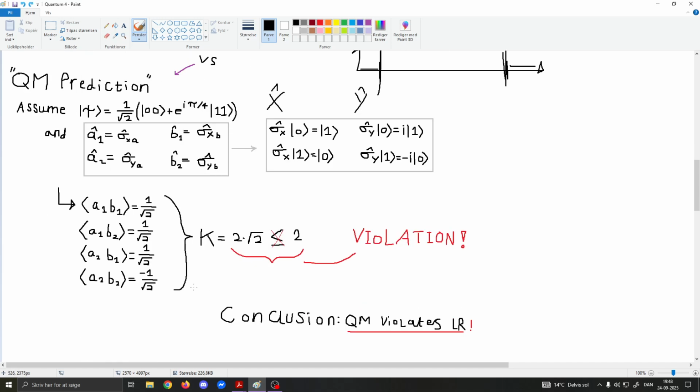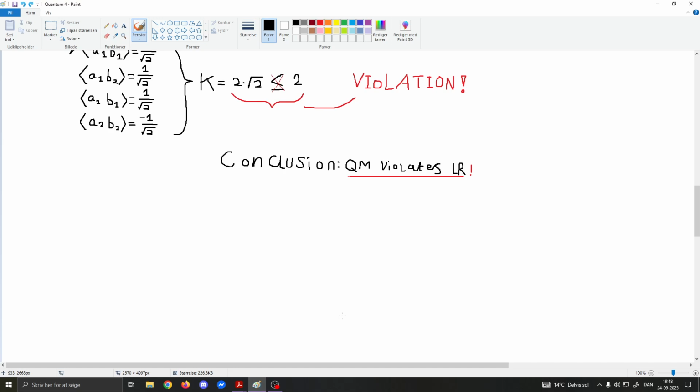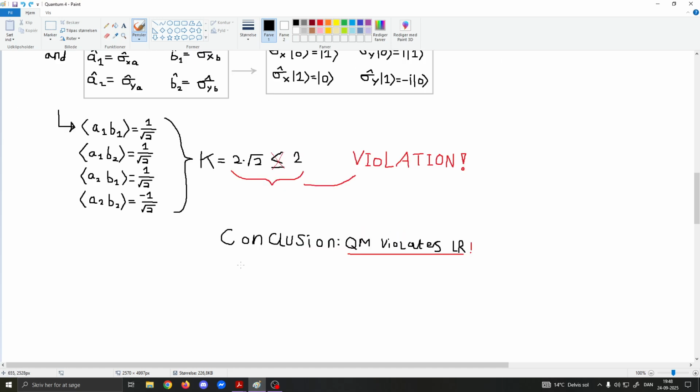In other words, we say that this inequality that was predicted by the local hidden variable theory has been violated, which basically just says that quantum mechanics is statistically incompatible with a theory which asserts local hidden variables to quantum systems. But okay, that just means we can conclude that quantum mechanics violates local realism. However, this is just a thought experiment. So does it actually tell us anything about how the world works?